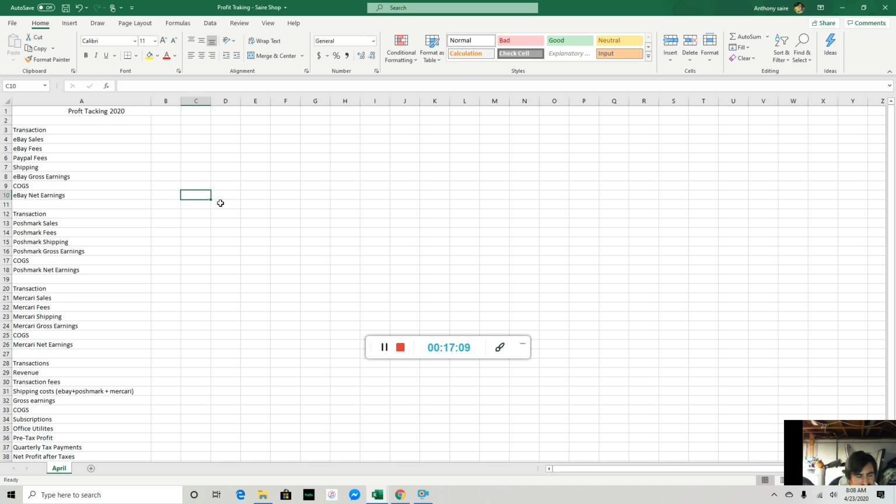So don't be afraid to have that negative number there, especially if you're just starting out and you have a lot of cost of goods sold for that month and you barely sold any of it that month. Don't be afraid, because next month you're not going to put the same cost of goods sold. But if you do sell those items, you're going to go back and be like, okay, I sold these and now my net earnings are higher, which was supposed to be the month before. And I do the same thing for Poshmark.